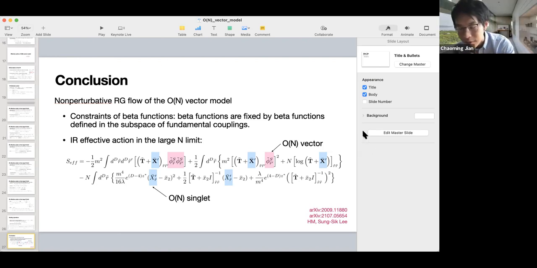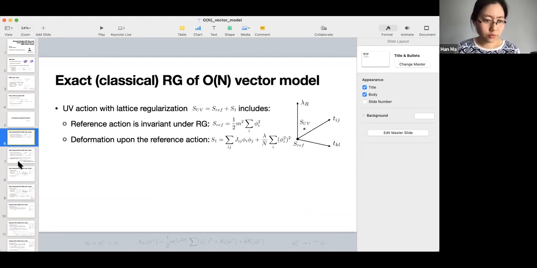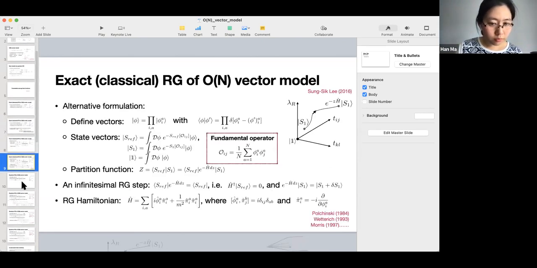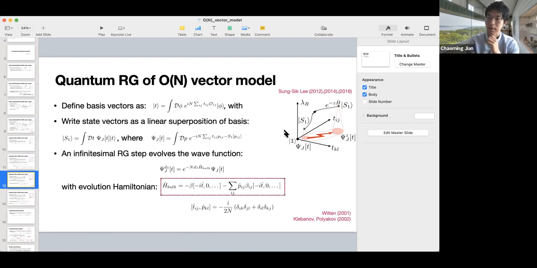I see. Okay, Yuri's question is, if there are multiple stable fixed points, does H bulk have degenerate ground states? Oh, it's a great question. Let me see. I'm not sure if this is true, because if there are multiple stable fixed points... Yeah, the question is, if there are multiple stable fixed points, does H bulk have degenerate ground states? Then I'm confused how the RG flow goes towards these multiple fixed points.